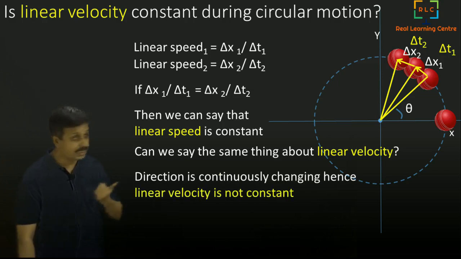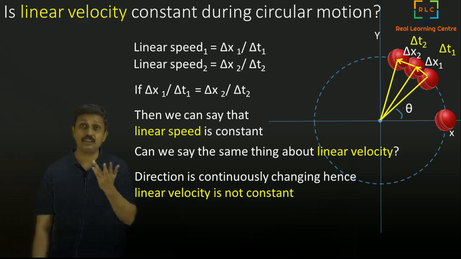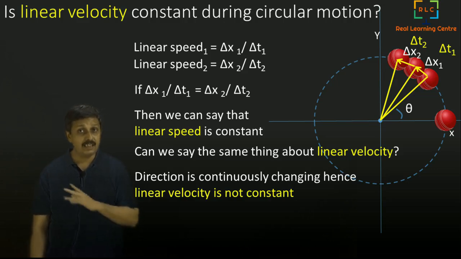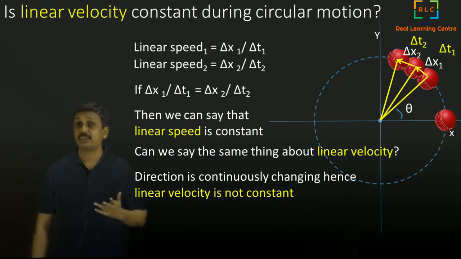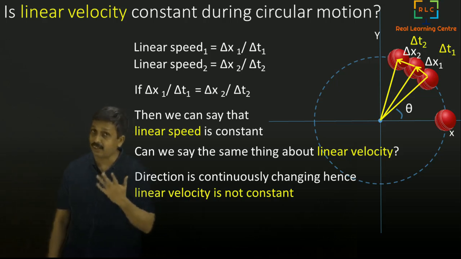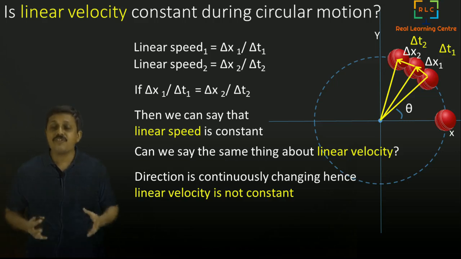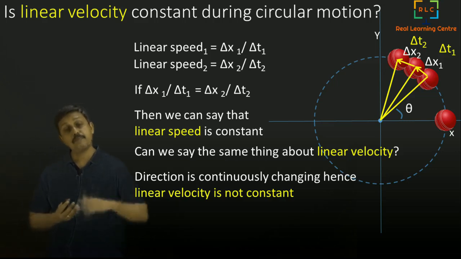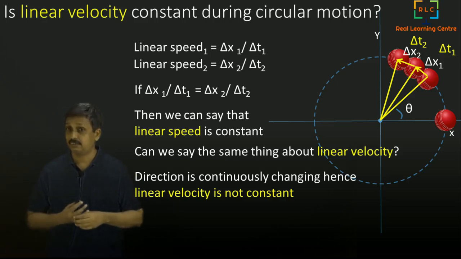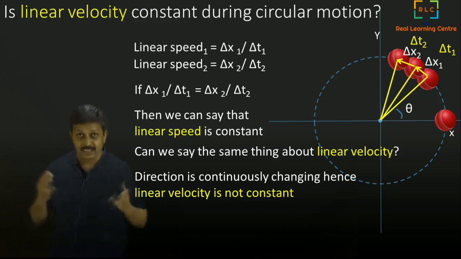So direction is continuously changing as the ball is moving. Hence, linear velocity is not constant. Linear speed is constant. Linear velocity is not constant. Now, once we say that, we'll get back to our Newton's laws, and also basic kinematics.